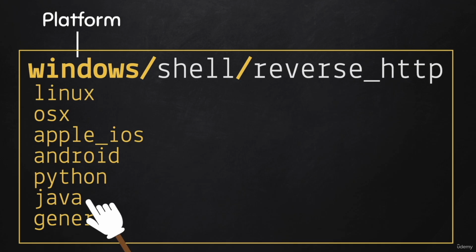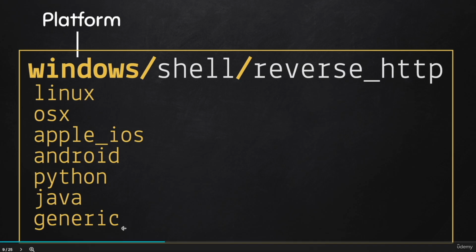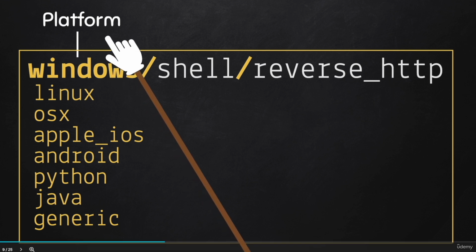It doesn't matter if it runs Windows, Linux, or Apple OS X. If you create a Python payload, it will work on any computer that has a Python interpreter, regardless of its operating system. And then we even have generic payloads that are designed without thinking about the operating system. They're designed to work in different scenarios and different operating systems, regardless of that operating system. So that's the first part of the payload, the platform.